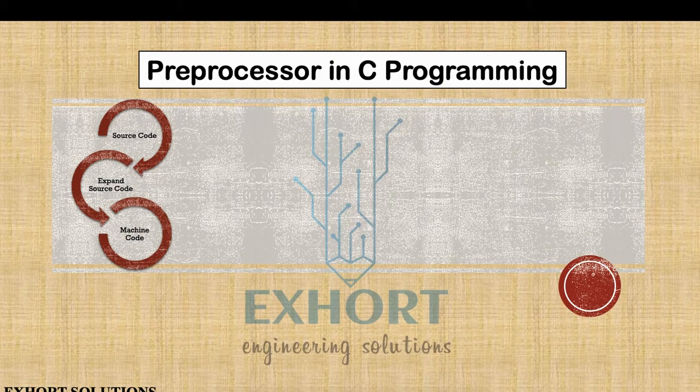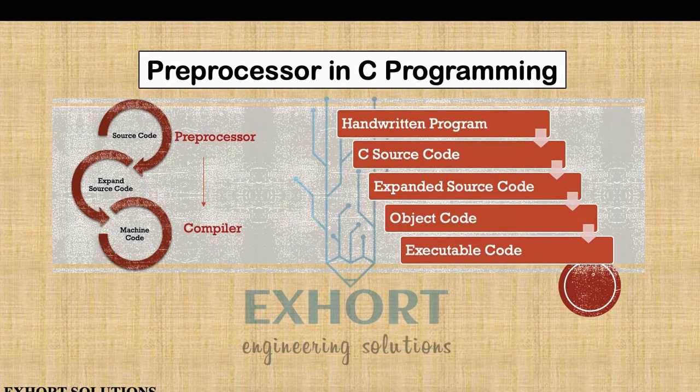Then it is converted into a machine code. That is, with the help of preprocessor, it is converted to the machine code with the help of the compiler. Now we will see the steps of a handwritten program. Okay, first we have a handwritten program that is converted to C source code with the help of text editor.